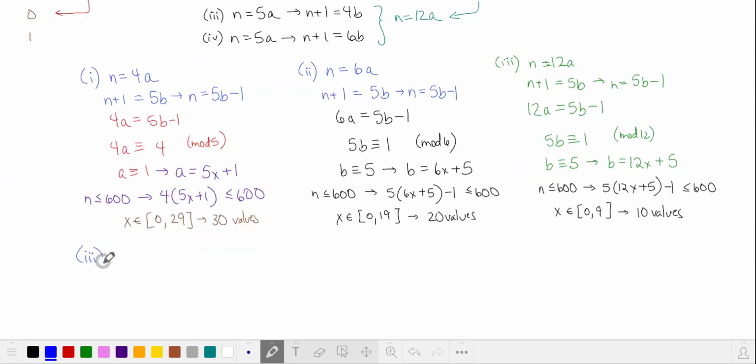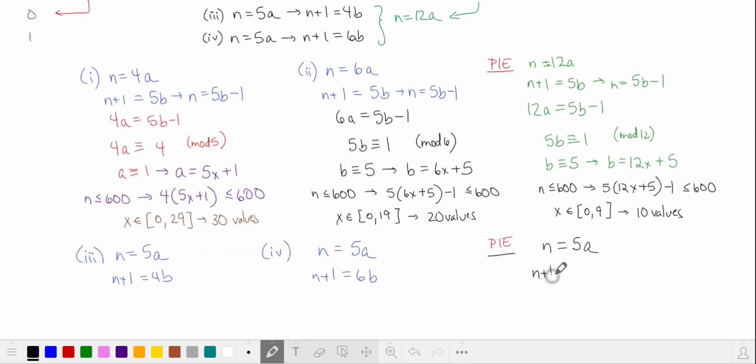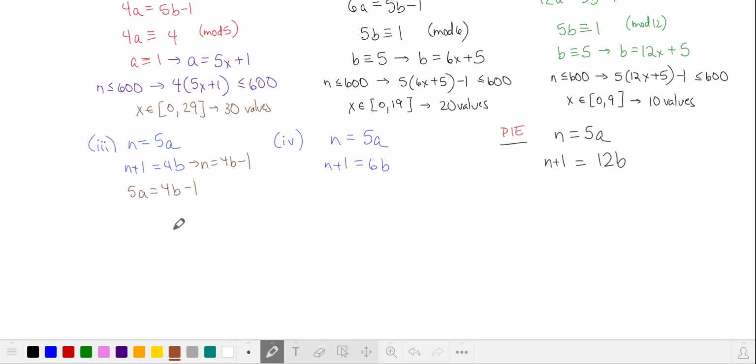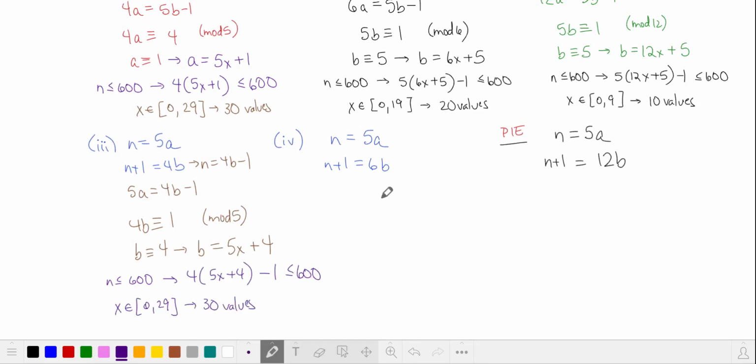Now we'll do cases 3 and 4, and we'll subtract the cases when n plus 1 is a multiple of 12, because that will have been counted twice. In the first case, we have 5a is 4b minus 1. 4b is equivalent to 1 in mod 5. b is equivalent to 4, 4 more than a multiple of 5. Counting for n less than or equal to 600, we get 30 numbers that satisfy this.